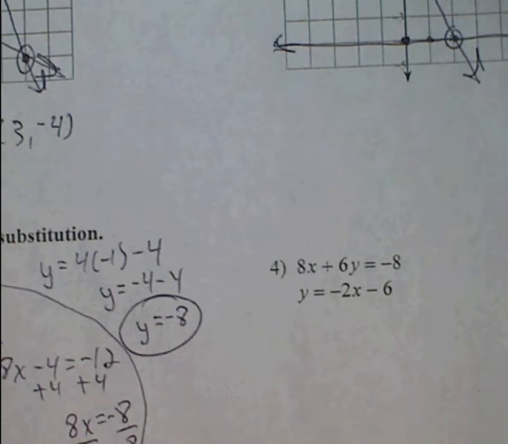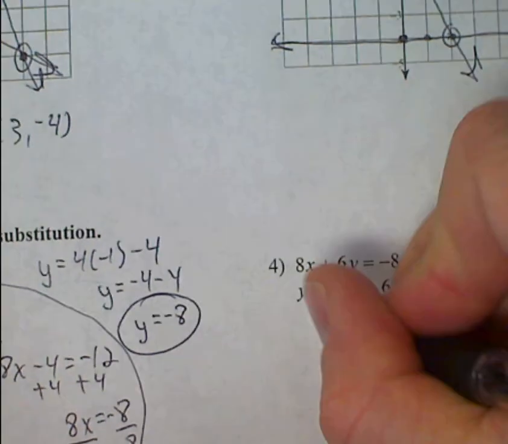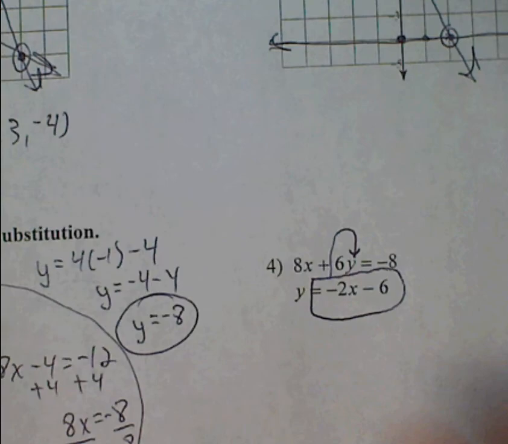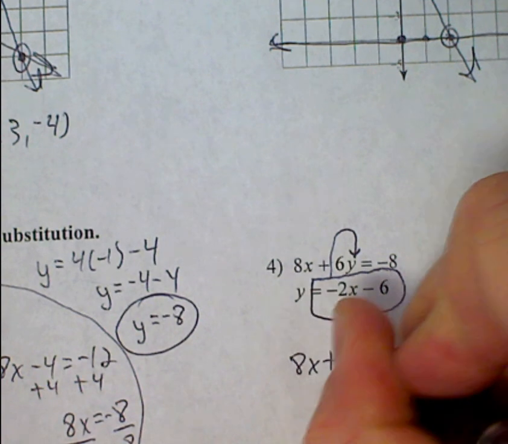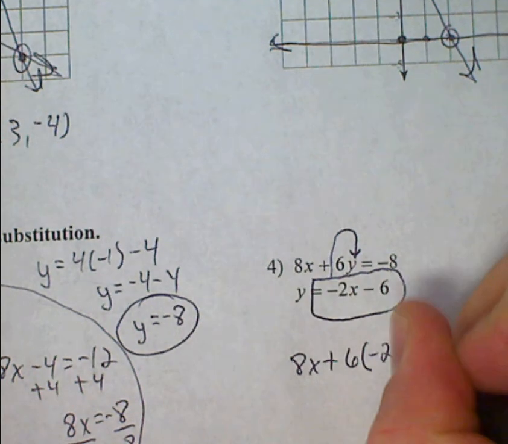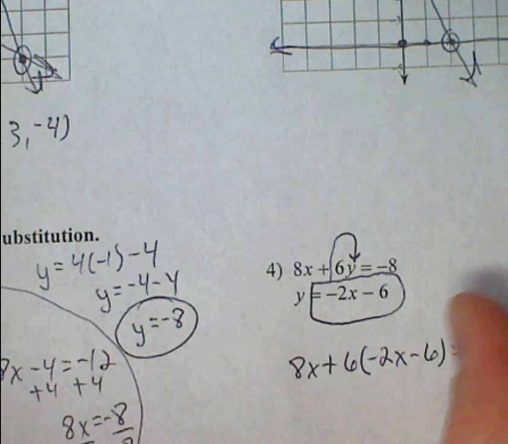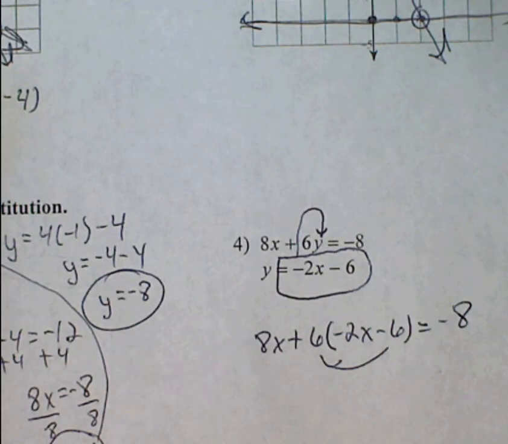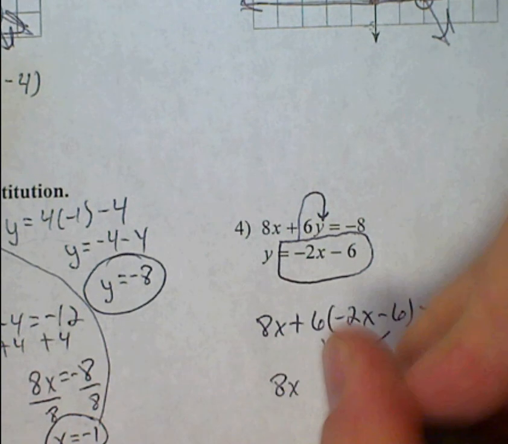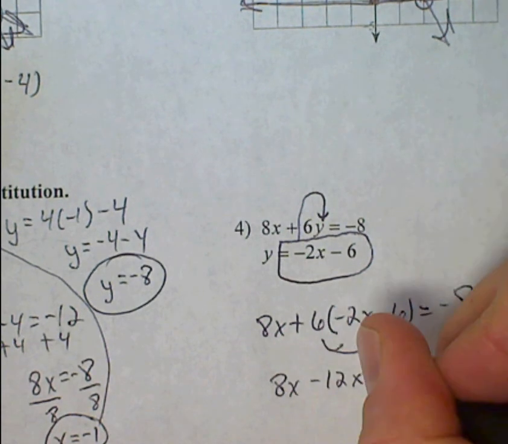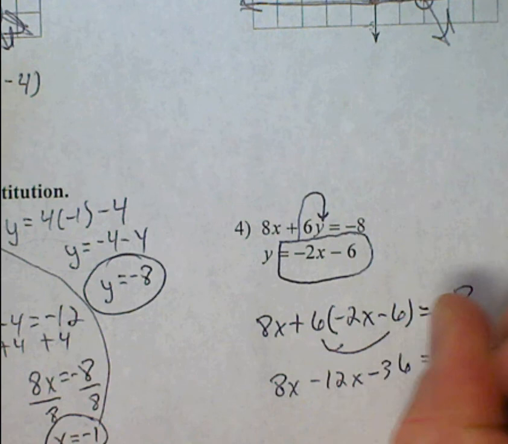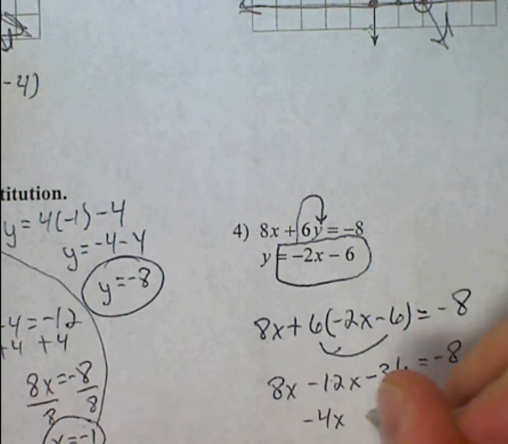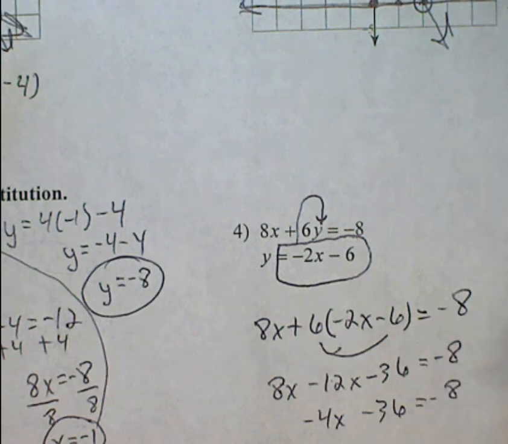Number 4. My y is by itself, so I'm going to take what my y equals and substitute it in. 8x plus 6 times negative 2x minus 6 equals negative 8. I'm going to distribute by 6. 8x minus 12x minus 36 equals negative 8. Combine like terms, that's negative 4x minus 36 equals negative 8.